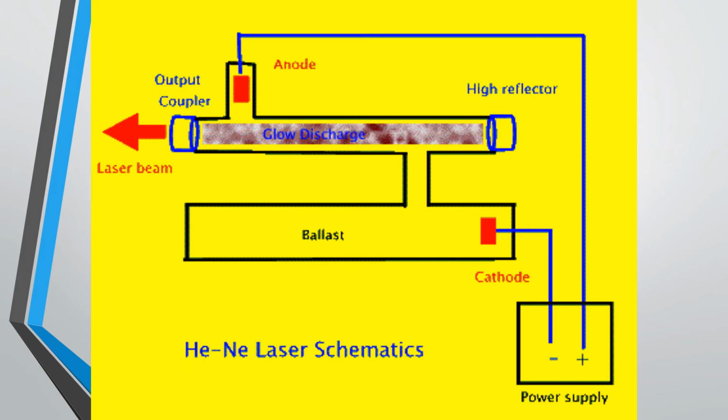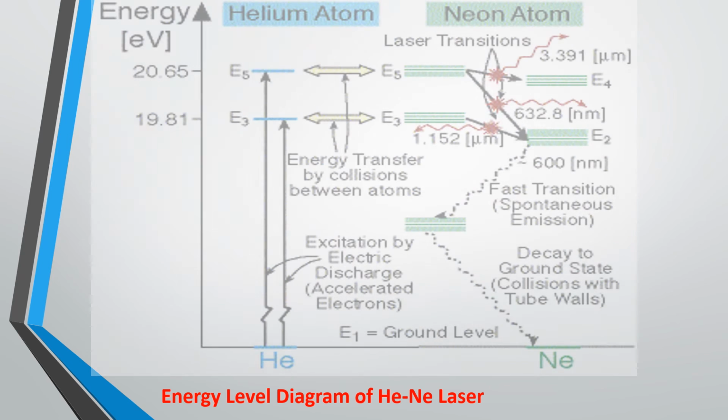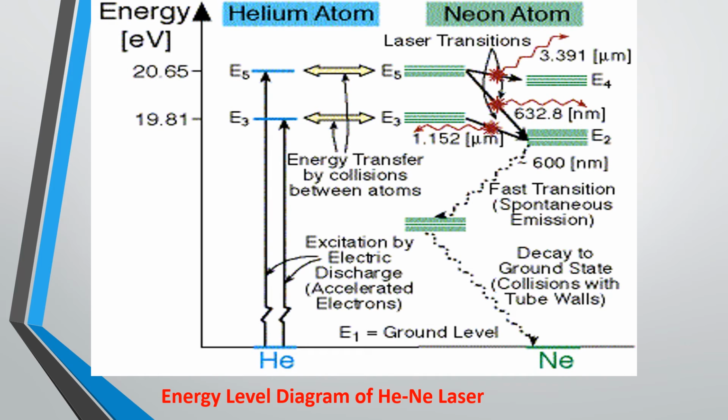So again, for oscillations, one end of the tube is highly reflective and the other is partially silvered, through which we can obtain the laser beam. So this is the basic diagram of the helium neon laser, and you can understand it from its energy level diagram. Here we can see the helium atom and the neon atom. Both the ground and the excited states of the helium and neon are shown.